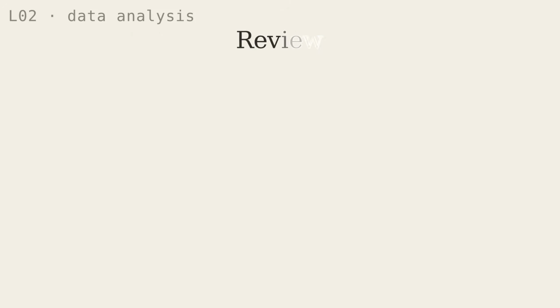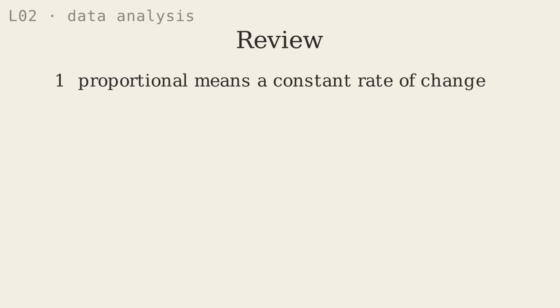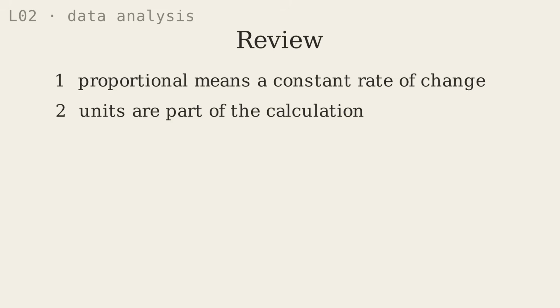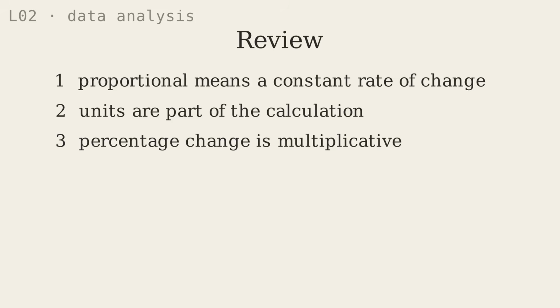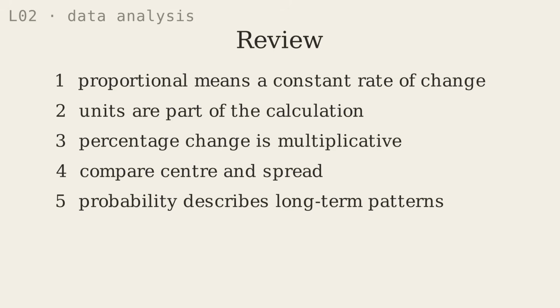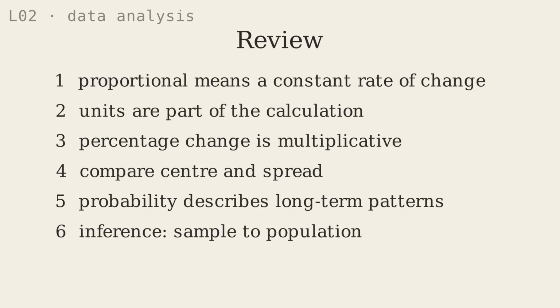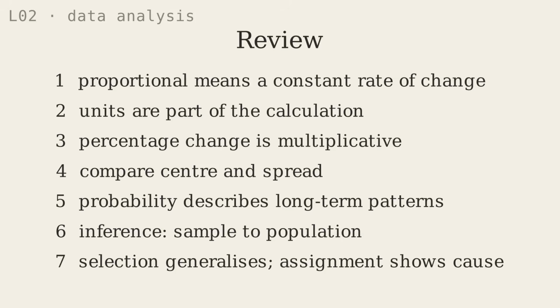Let us review the main ideas from this lecture. A proportional relationship has a constant rate of change between two quantities. Units should be treated as part of the calculation. Percentage change is multiplicative and is based on the relevant starting value. Data analysis involves comparing the center and spread of data sets. Probability describes patterns in random events. Statistical inference uses a sample to make conclusions about a population. Random selection supports generalization. Random assignment supports conclusions about cause and effect.